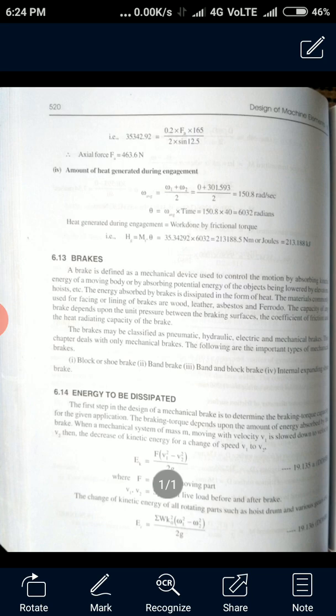Okay, so first of all we need to know, already we know, why the brakes are used in the vehicle. When the vehicle is moving and we want to reduce its speed or stop it, we apply the brake. The brake is a mechanical device which will absorb either the kinetic energy or the potential energy, and reduce the speed of the vehicle or almost stop it. This absorbed energy, whether kinetic or potential, is dissipated in the form of heat.